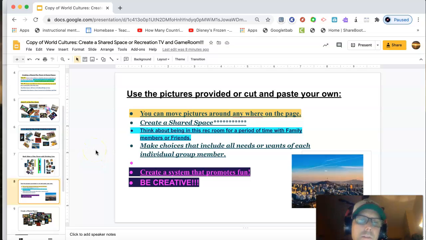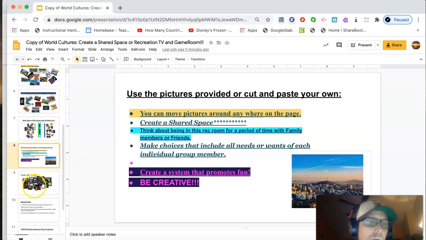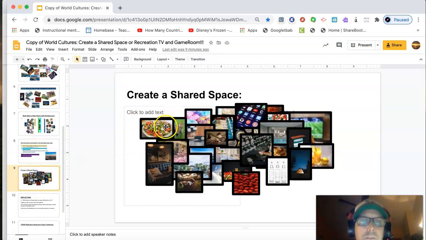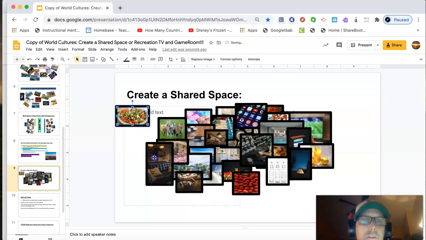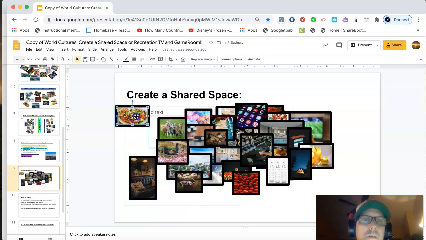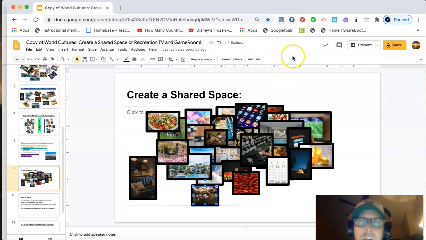Create a shared space. Think about being in this rec room for a period of time with family or friends. Make choices that include all needs or wants of each individual person or each individual group member. Create a system that promotes fun. Be creative. And so that brings us to: you can move these items around. These are movable pictures of things that are going to be in this shared rec room space.